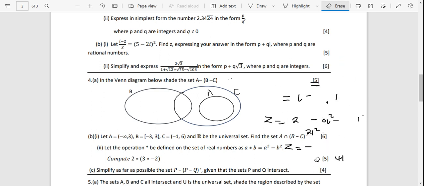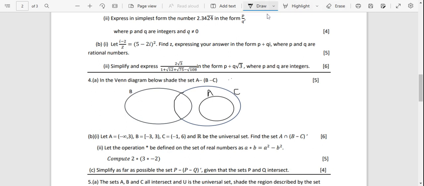Part 2. Simplify and express the surd which has been given here in the form p plus q square root of 3, where p and q are integers. You want to express them in the form p plus q square root of 3. How do you do that?